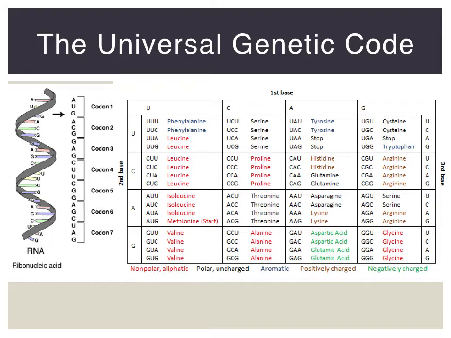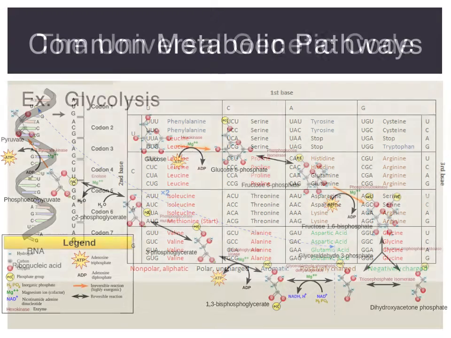And small variations in this code can exist in things like some mitochondria and certain microbes, but nonetheless, the fact that this genetic code is so prevalent throughout a variety of different species is one piece of evidence that can be used for evolution.